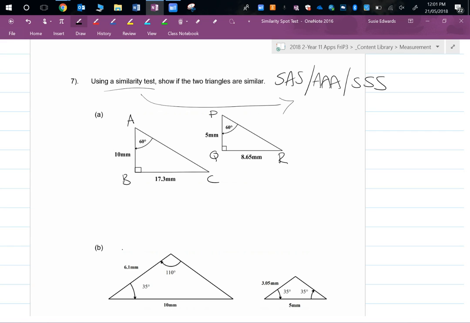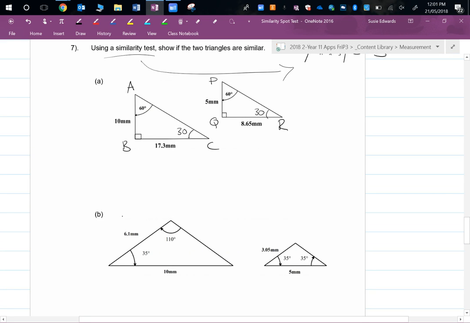Okay, so for this one, there's actually 2 different tests we could use. Can anyone think about which test we could use for these 2 triangles? Now, I can't use side, side, side because we don't know one of them. So we can use side, angle, side, and we can use angle, angle, angle because you know 60 and 90. So therefore, you can also know the third angle, only if you get given 2 angles.